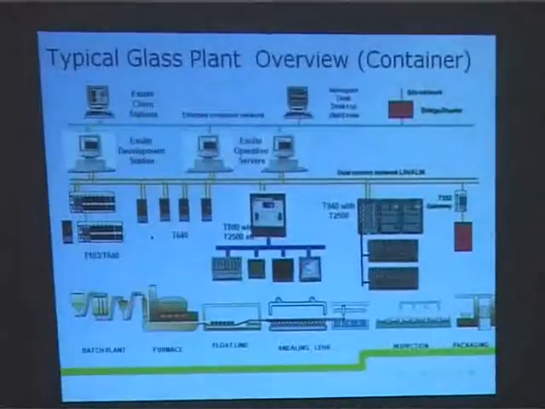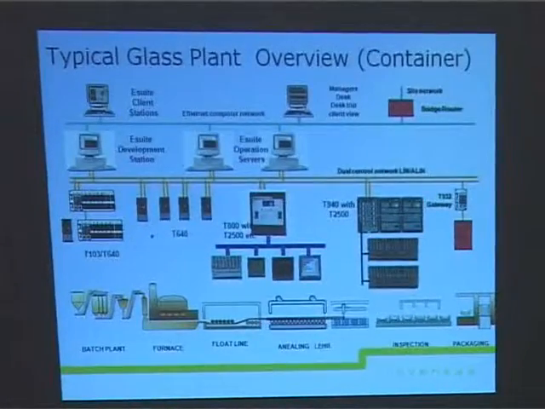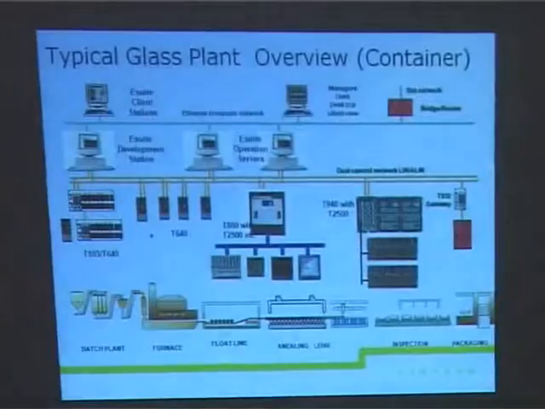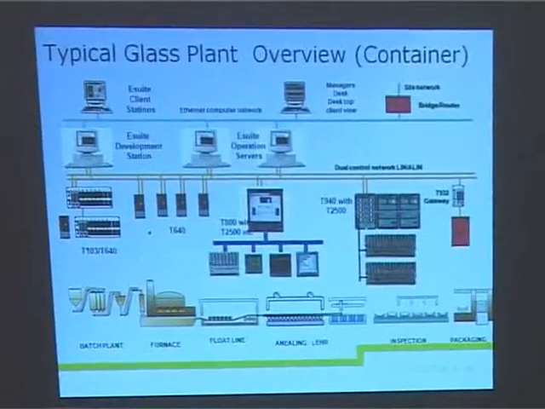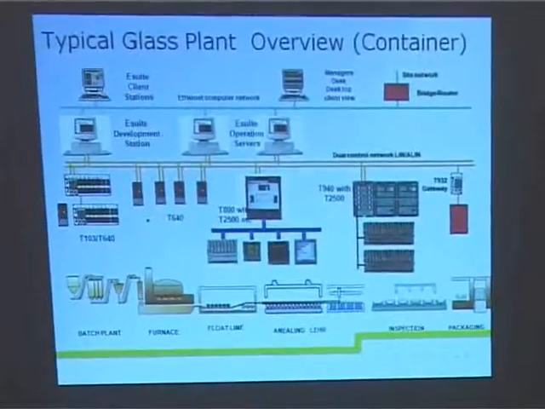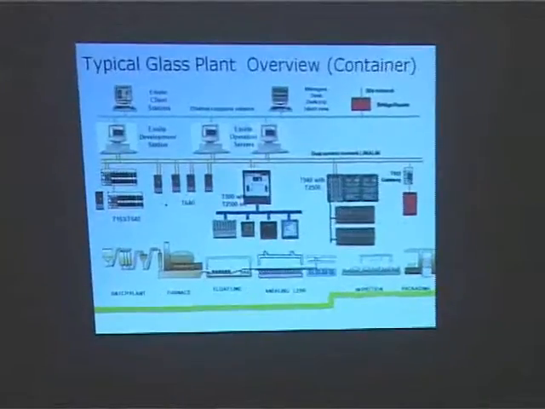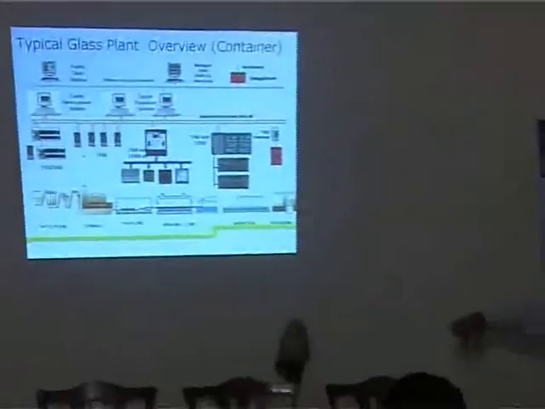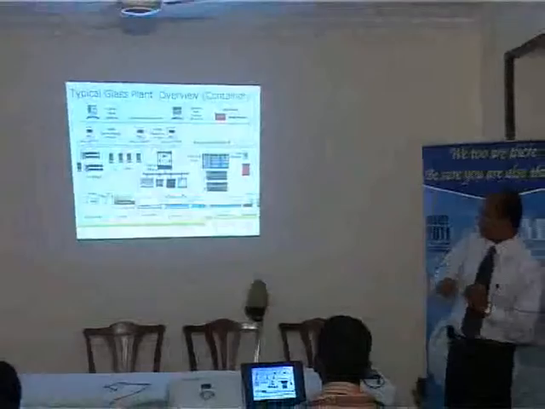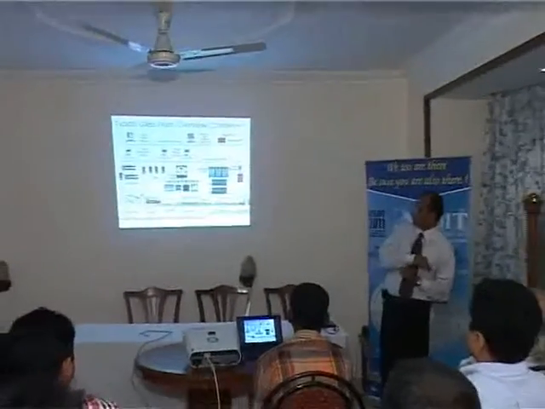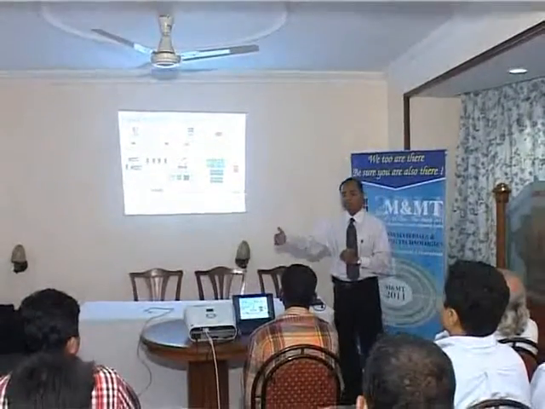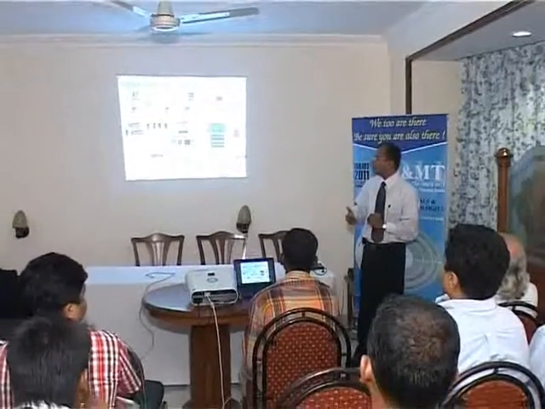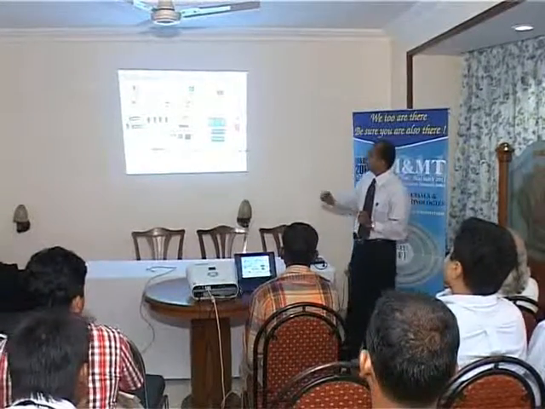all the various instrumentation products or the devices that we are talking of. As you can see, let's say which are these layers. Now you can see the bottom various processes: batch plant, furnace, float line, annealing lehr, inspection and packaging. Now this is the complete line which has got a variety of heat treatment processes involved.